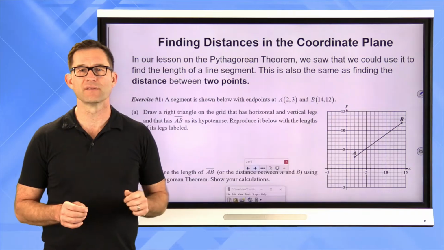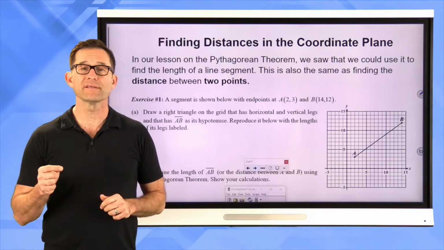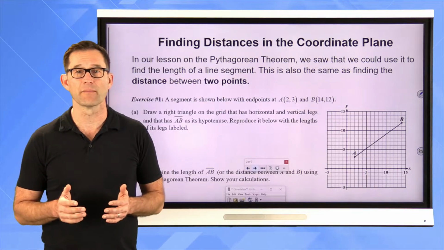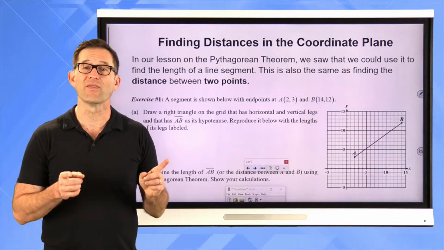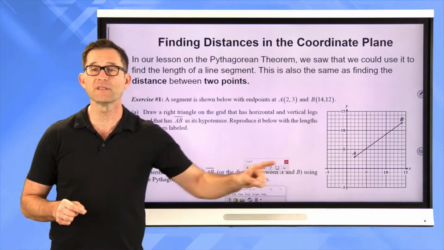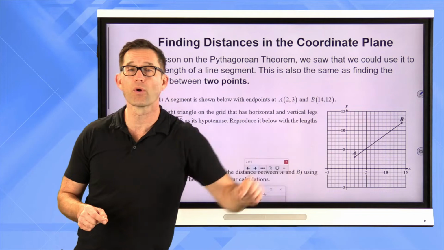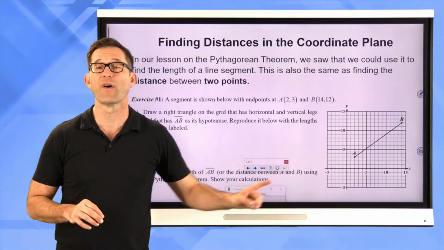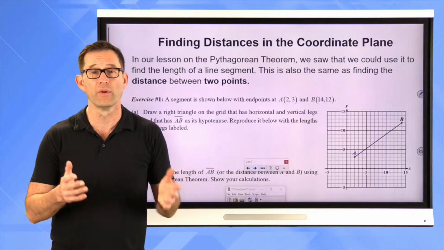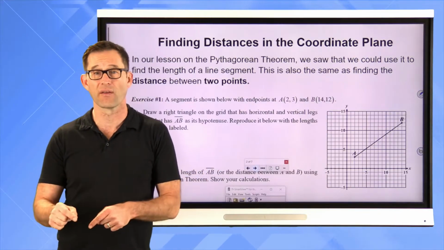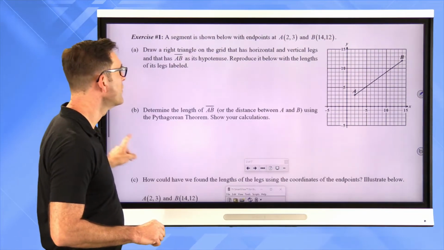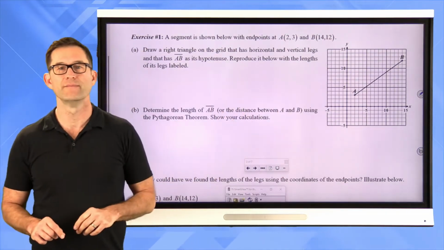Now let's talk about finding distances in the coordinate plane. In our last lesson on the Pythagorean theorem, we saw that we could use it to find the length of a line segment. This is also the same as finding the distance between 2 points. And again, I can't emphasize that enough. The distance between point A and point B in the coordinate plane is exactly the same as finding the length of line segment AB. If not, then we have to really get back into what distance and length are. So let's get into exercise 1 and review how to use the Pythagorean theorem to find that length.